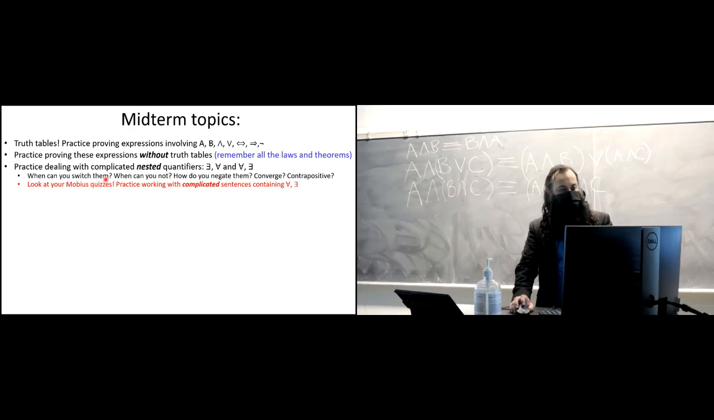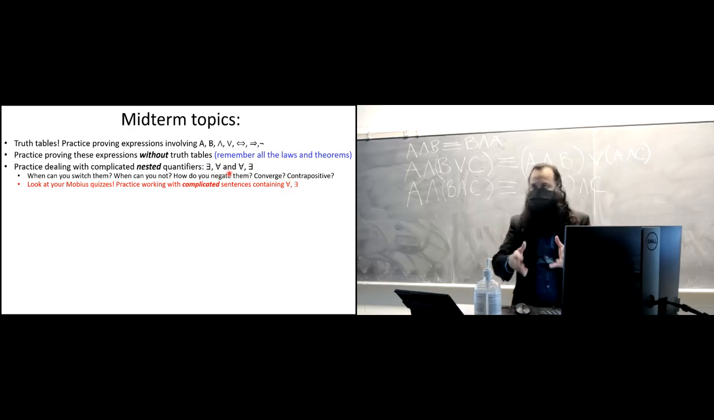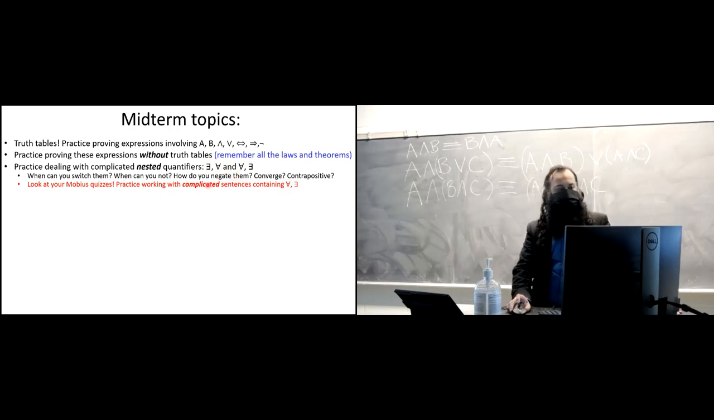Okay, when can you switch them? When can you not? How do you negate these? How do you negate something with there exists and for all? You switch the there exists to a for all, that kind of stuff. That's supposed to say converse and contrapositive. So you have to be able to do contrapositives and converses and negations. And if there's something, there exists this and for all that, then you have to be able to say whether it's true or false. You really need to know that stuff because there's going to be 2 pages worth of questions just on this stuff. Look at your Mobius quizzes, practice working with complicated sentences containing these quantifiers.